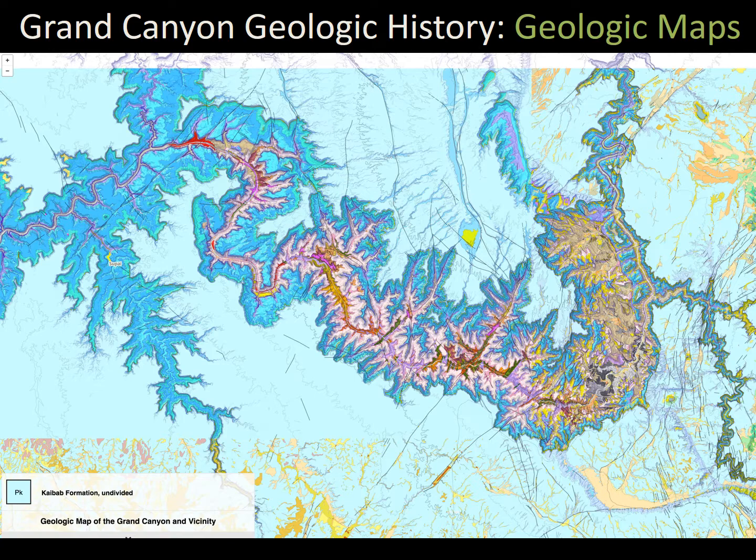This one works slightly differently. It's interactive in that instead of showing you all of the legend of all the rock types, it only shows you the one that you're looking at. So if you hover your mouse, for example, over a spot there along the south rim, in the lower left-hand corner pops up a little window showing you the rock type and the corresponding symbol.